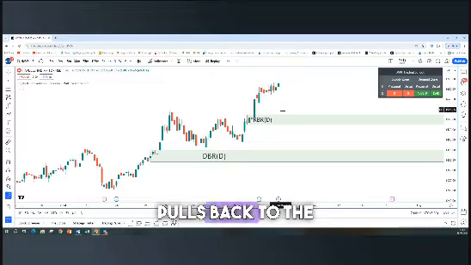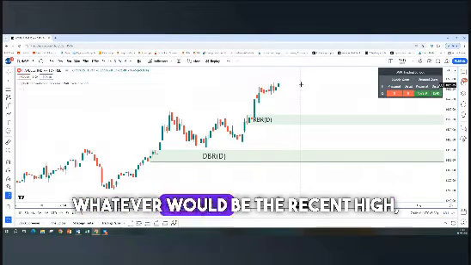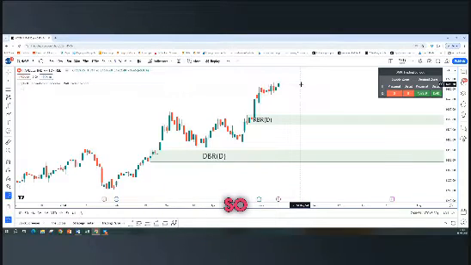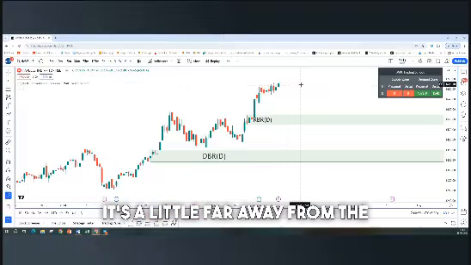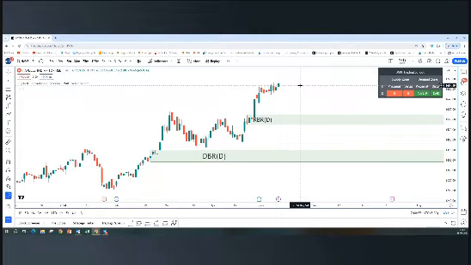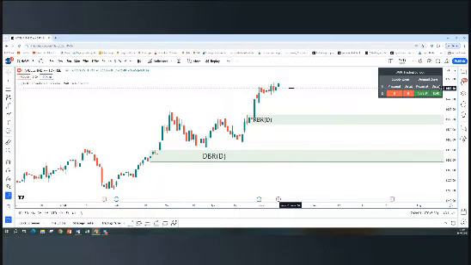So when the stock pulls back to the demand zone, I want to go long in this stock, and whatever would be the recent high, that would be my first target for this stock. So at the moment, it's a little far away from the zone. So what one can do is set your alert, and since it's a swing trade, you just need to wait patiently for a pullback to go long.